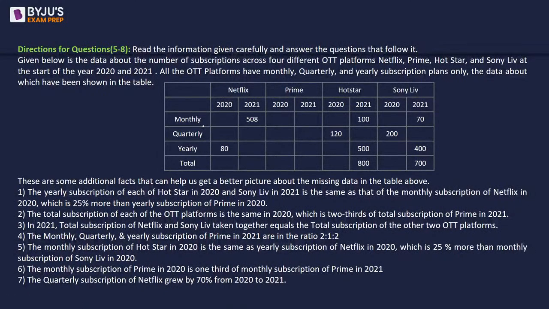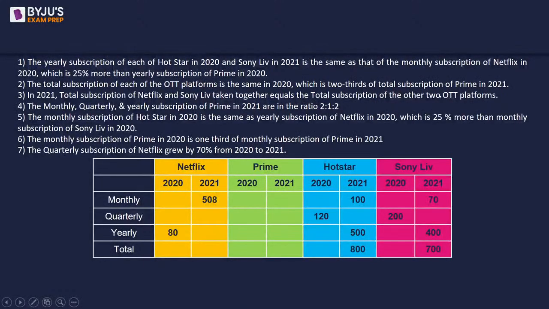So if you look at Netflix, monthly 2021 में 508 subscriptions थे, Prime का कुछ नहीं पता, Hotstar के 100 थे in 2021, Sony Live के 70 थे, and similarly quarterly, then you got yearly. These are some additional facts that can help us get a better picture about the missing data in the table above. The yearly subscription of each of Hotstar in 2020 and Sony Live and so on and so forth. So there are 7 points. So we need to fill this particular table, right? चलो fill करते हैं.